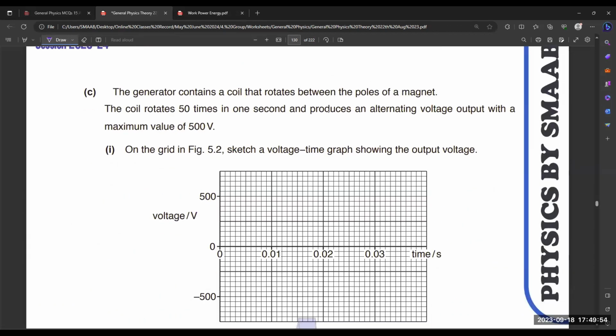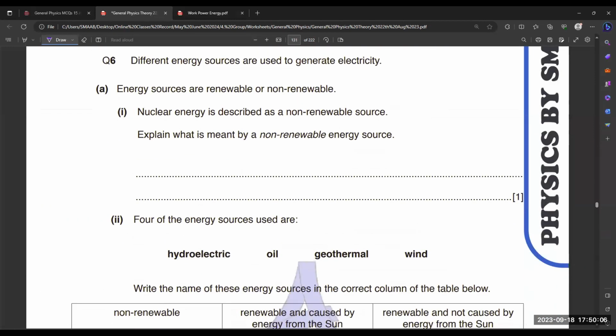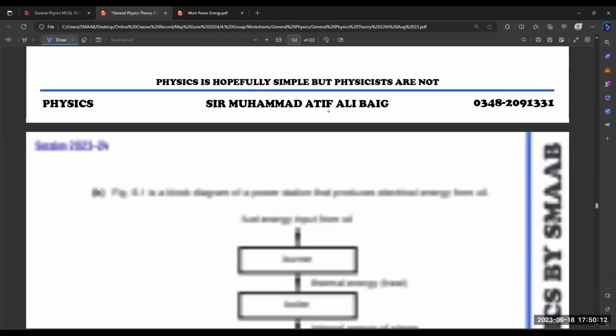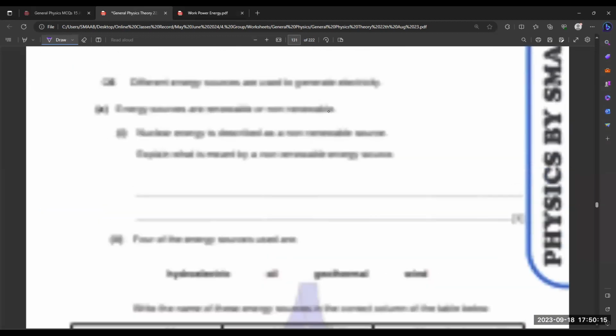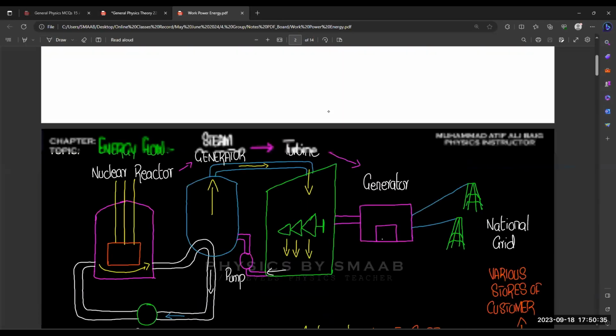And the next part is related to electricity because we are generating electricity. So we just skip this part for the time being, right? Let me check. Okay, so the next part is also included. Basically, in the next part, different energy sources are used to generate electricity. Energy sources are renewable or non-renewable. Nuclear energy is described as a non-renewable source. Explain what is meant by non-renewable energy. So you just need to copy paste the definition again, right?